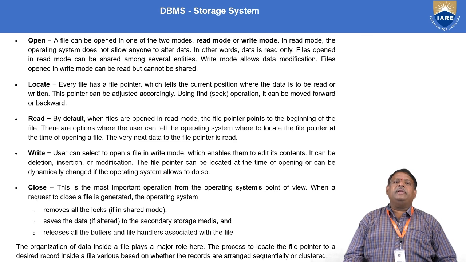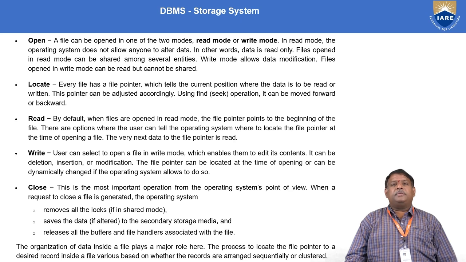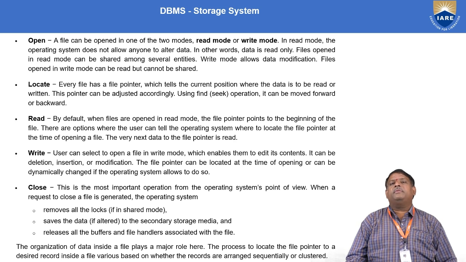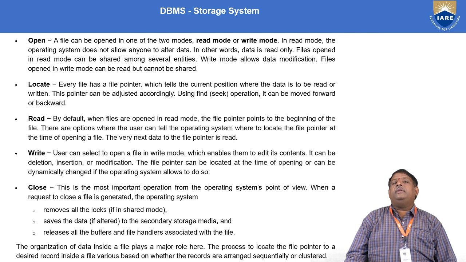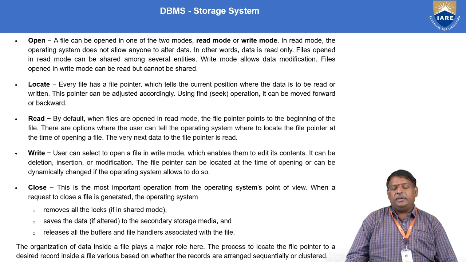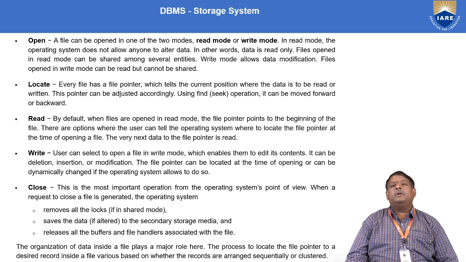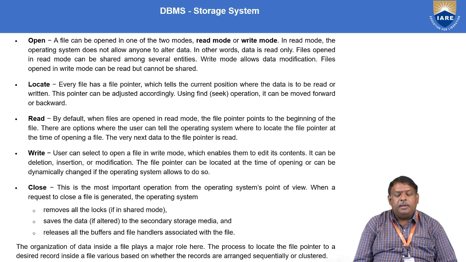Read. By default, when a file is opened in read mode, the file pointer points to the beginning of the file. There are options where the user can tell the operation where to locate the file pointer at the opening of the file. The very next data is read. Write. User can open a file in write mode, which enables them to write contents. It can be deletion, insertion, or modification. The file pointer can be located at the time of opening or can be dynamically changed by the operating system.